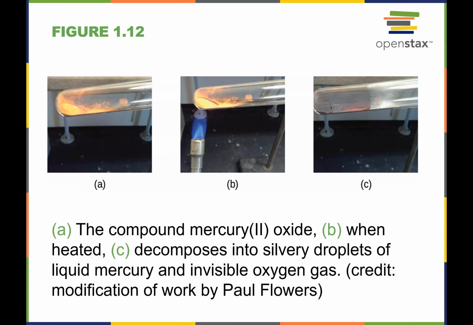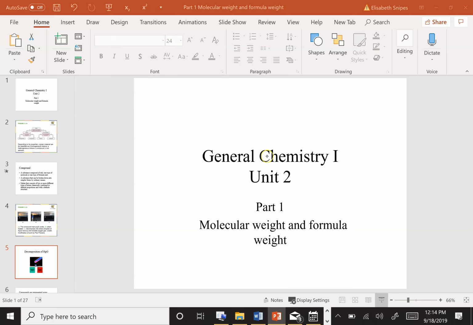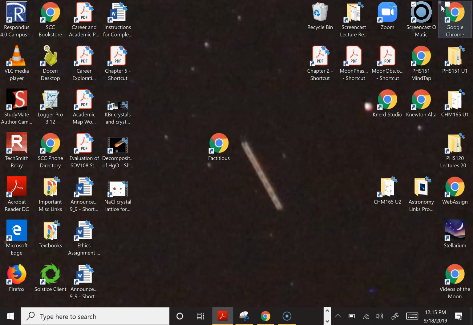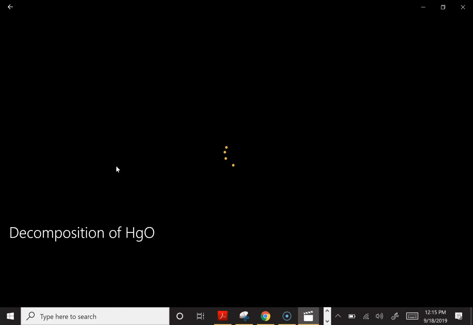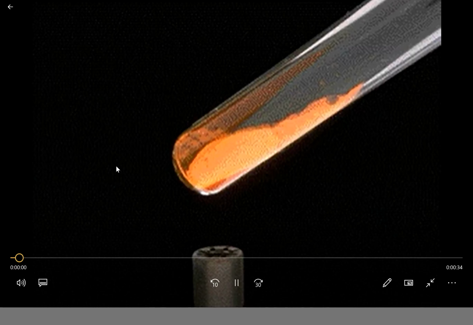So I'm going to show you a video here in a minute. I think we watched this video, but it is of the decomposition of mercury(II) oxide, and this is just still images of it. I'm not sure what's going on with this one right here. Mercury(II) oxide breaks down.